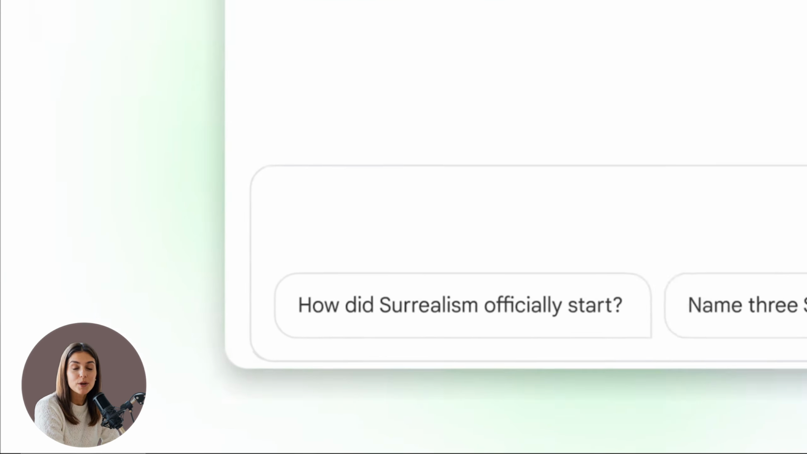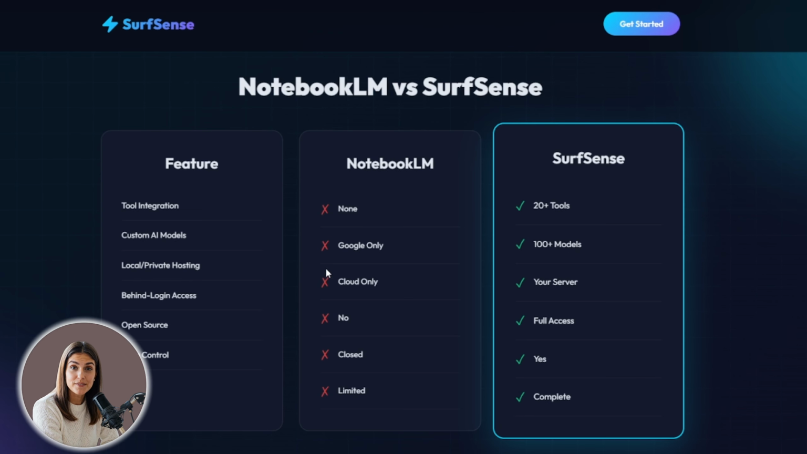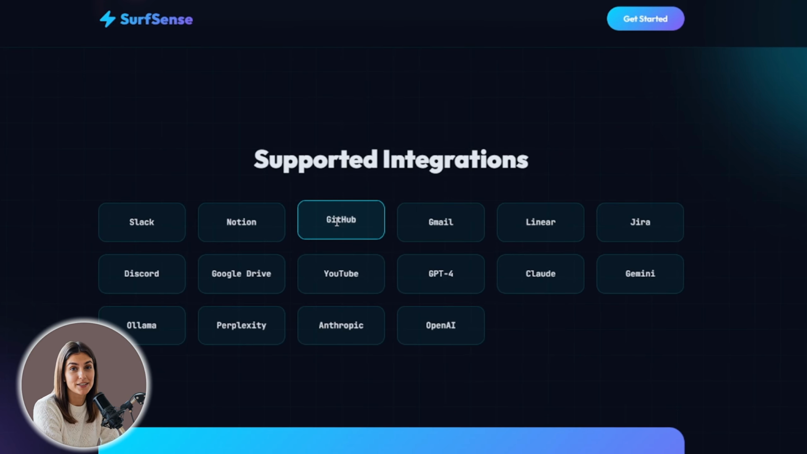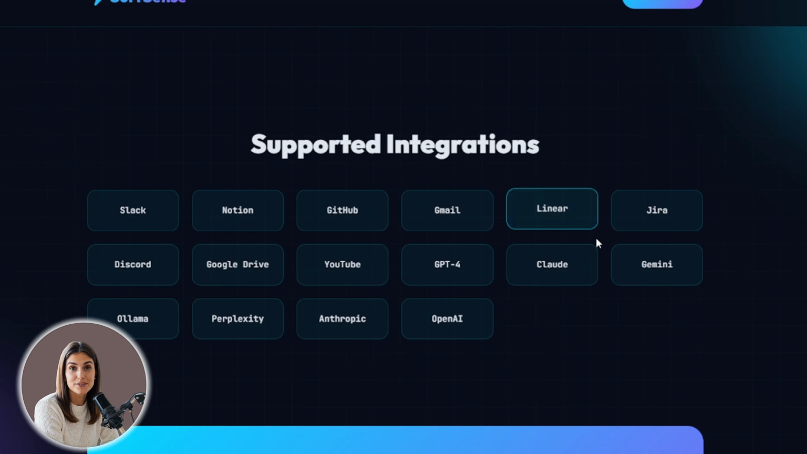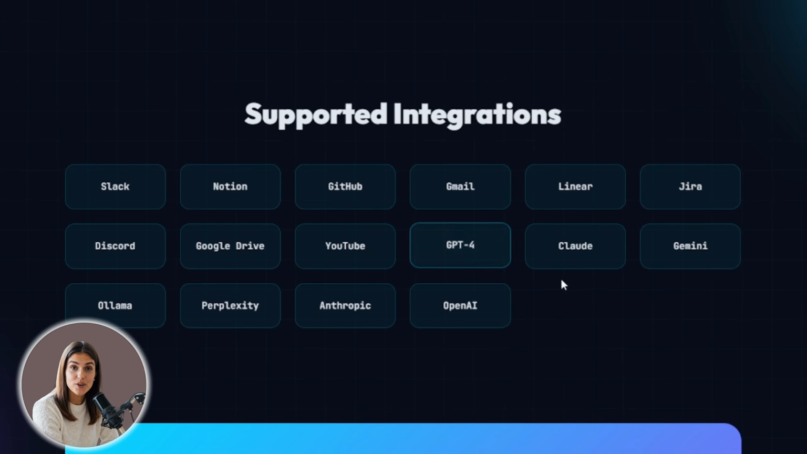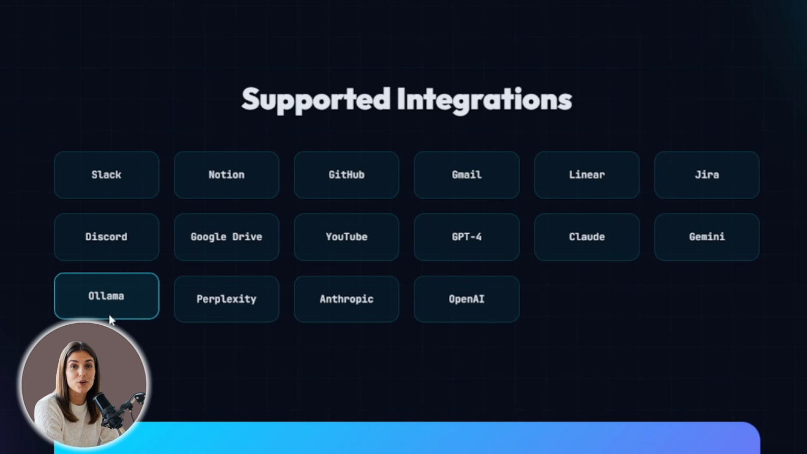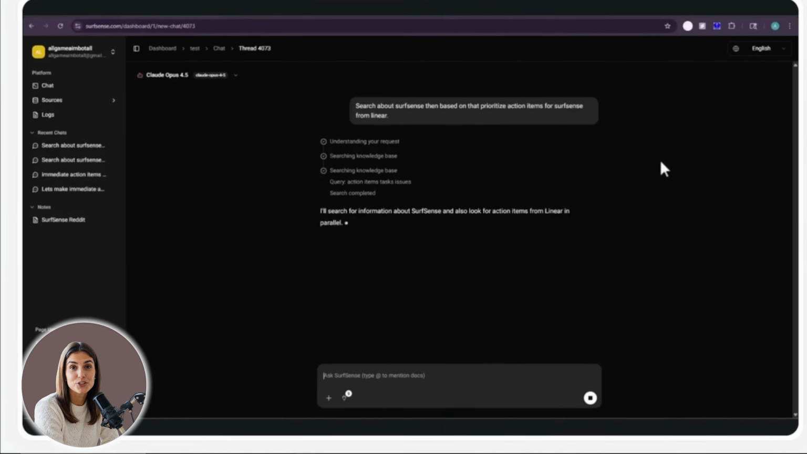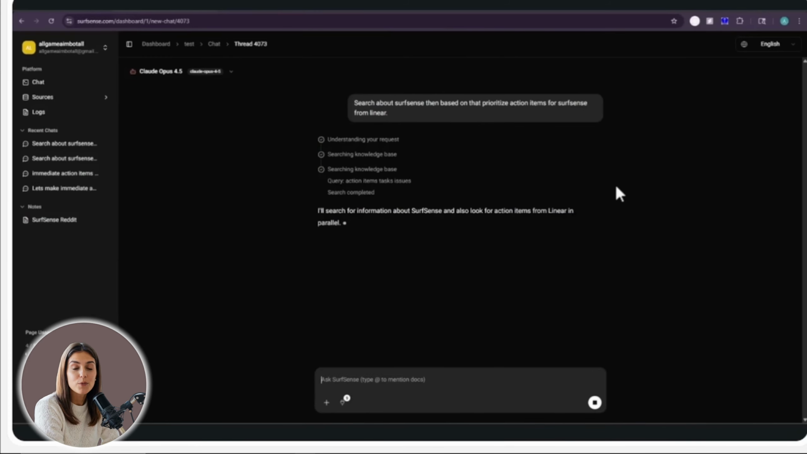Let me show you what makes this tool actually useful. First, the integrations. SurfSense connects to Slack, Notion, GitHub, Gmail, Linear, Jira, Discord, Google Drive, YouTube, and more. That's your entire workflow in one searchable knowledge base. When you ask a question, it searches across all of these sources at once. It's like having Perplexity, but for your personal and work data.